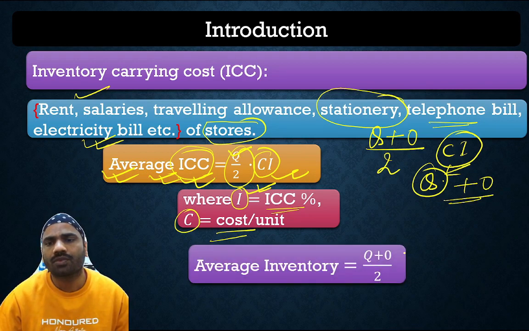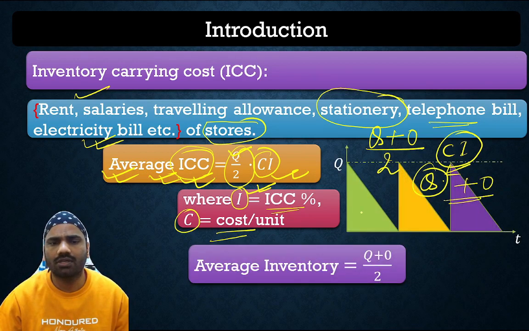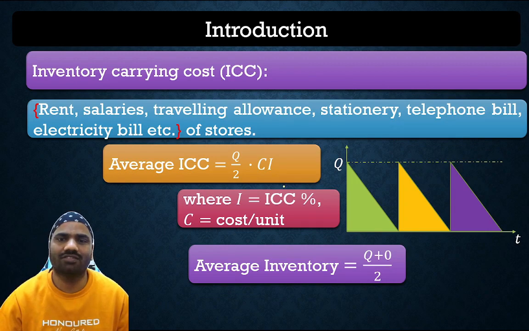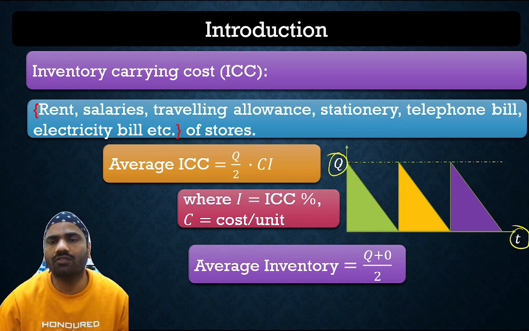Next we will discuss this particular plot. This is a very interesting plot. This is the plot between ordering quantity and time. Initially, you receive the order, and that order will be in the quantity of Q. With time, you will consume this quantity.